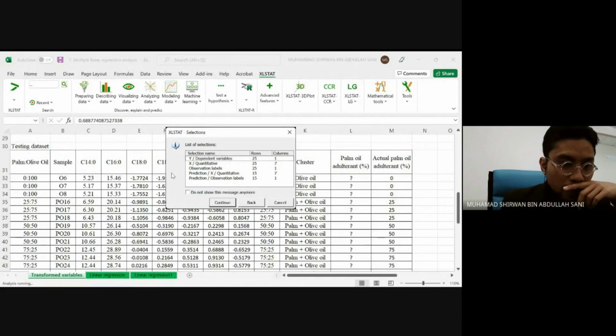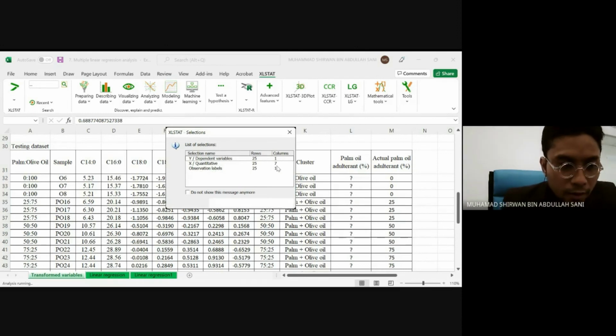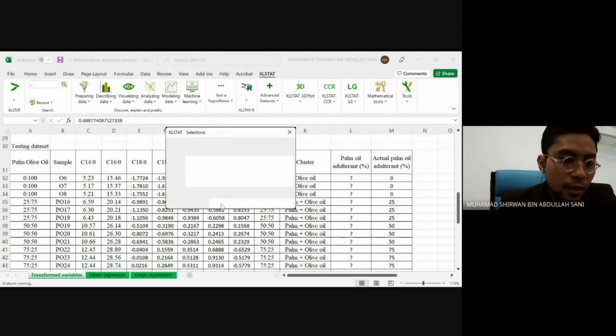Okay, so from here you can see from your testing training data set, you have 25 samples. Quantitative is 25 as well, with 7 columns, which is 7 variables. Observation label is 25 with 1 column. Prediction is for your testing data set. We want to check whether the MLR model that we built in the training dataset is able to predict our testing dataset. And then you can click continue.